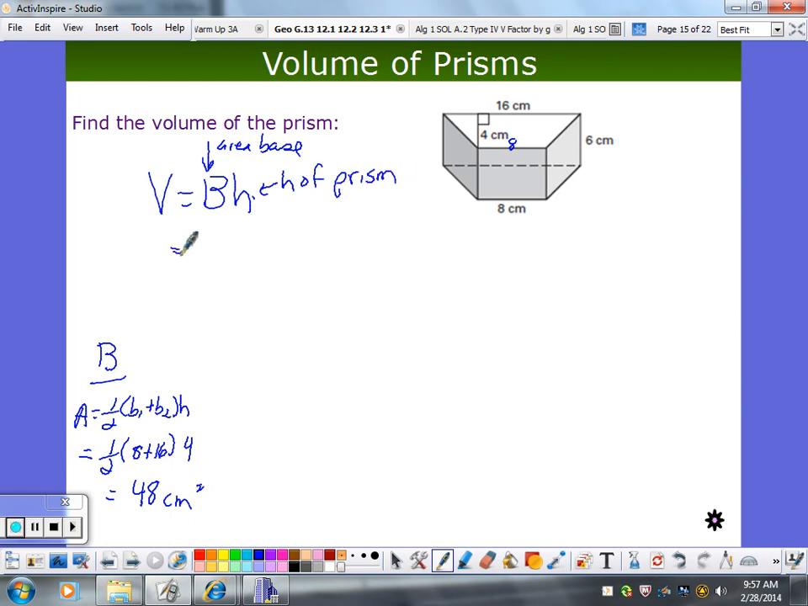So I've got 48 times my height of 6, which is 288. Please tell me that's right. Okay, now my units for volume, because you fit little cubes in here, are cubic units. So we have 288 cubic centimeters that can fit inside here. I think you kind of know this.